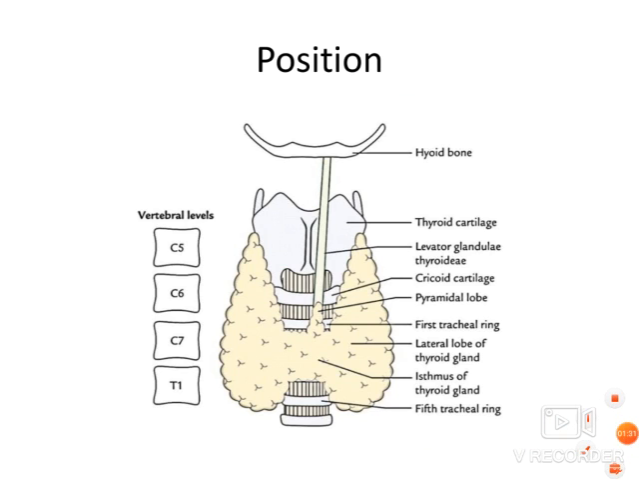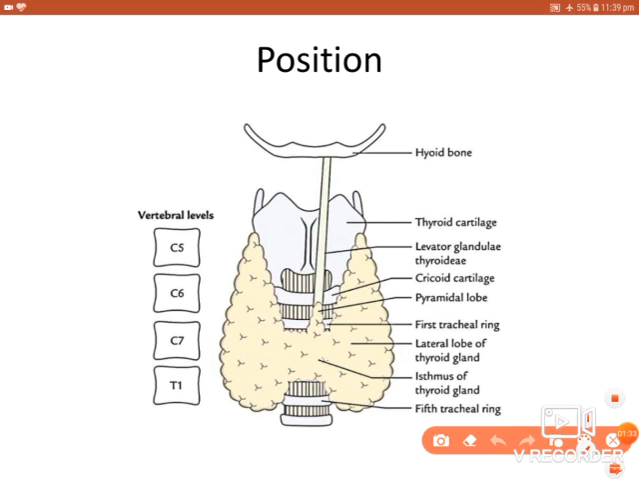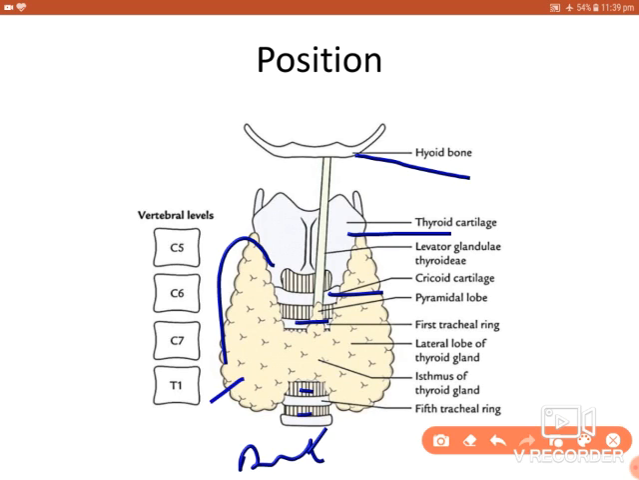Then here you're seeing again the anterior view of the thyroid gland. See, this is the hyoid bone, thyroid cartilage. This one is the cricoid cartilage. These are the tracheal rings. So this is the lobe. This is the right lobe. This one is the left lobe. They form the lateral lobes, connected by this isthmus.